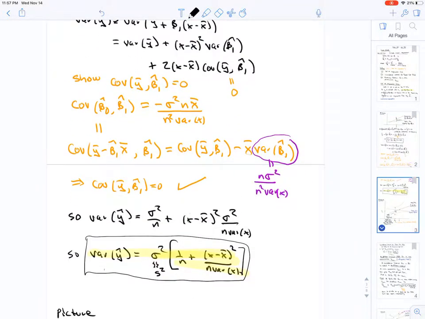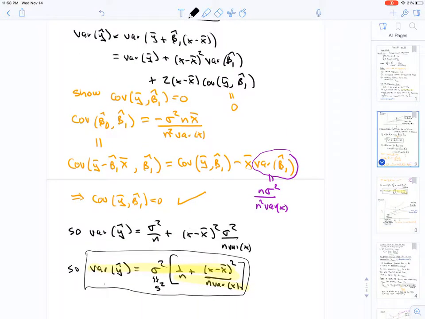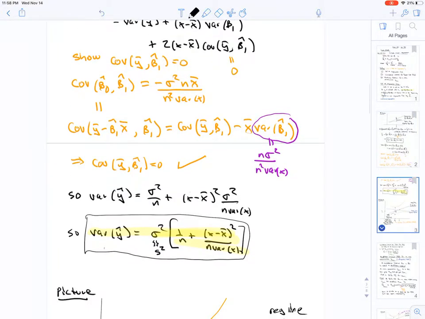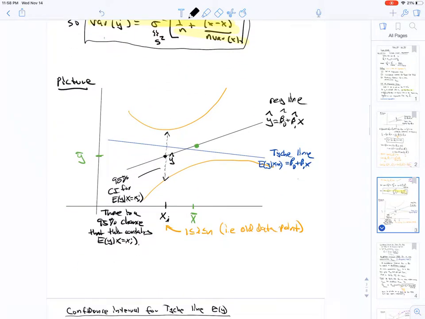So the variance of y hat here is sigma squared over n plus x minus x bar squared times sigma squared over n variance x. And just rewriting that, you get the highlighted equation below. We don't know what sigma squared is, so we can approximate it by s squared, which is the RSS over n minus 2.